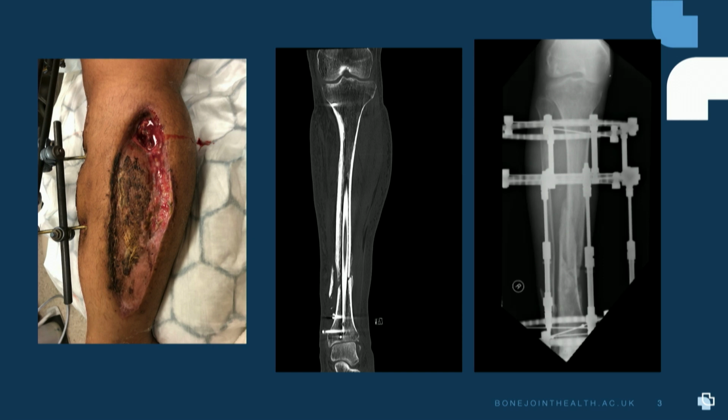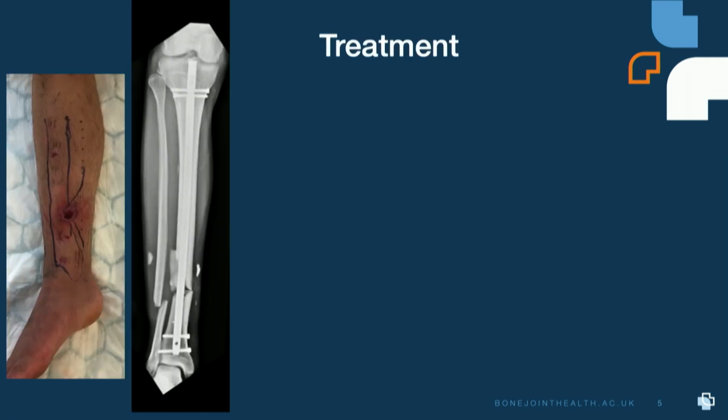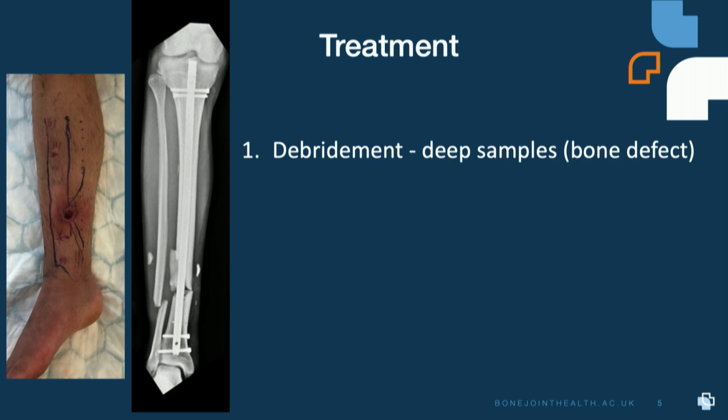So we have infected metalwork, we usually have soft tissue problems, and sometimes we have stability issues as well. And we have the hidden enemy, the biofilm, that goes with all the bone that's dead or infected and our metalwork. And we have treatment algorithms for an infected non-union with a nail inside.